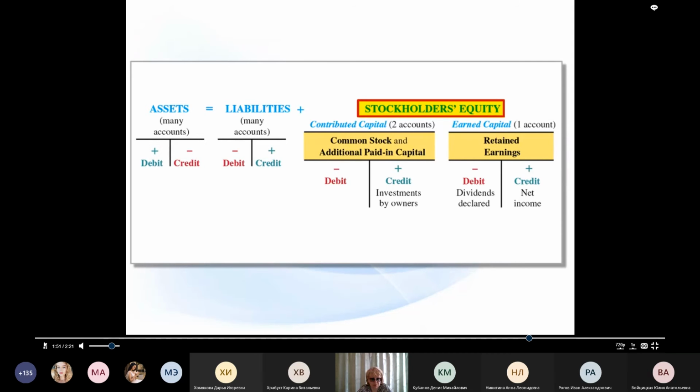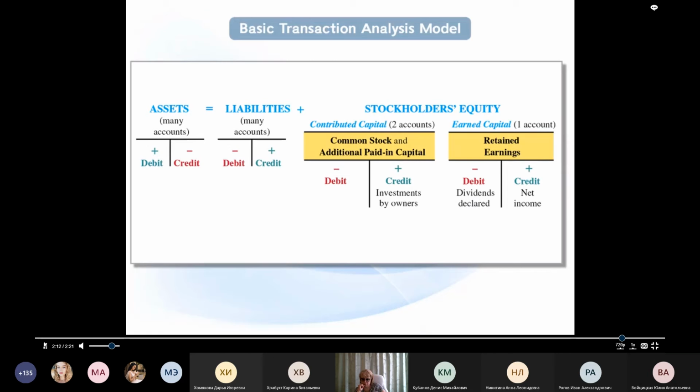Increases to the common stock and additional paid-in capital T accounts, when owners made investments, are recorded with credits. The increase to the retained earnings account, when net income is reflected, is also recorded with a credit. A decrease to the retained earnings account, when dividends are declared, is recorded with a debit. Take the time now to study this summary of the basic transaction analysis model, which is also set forth in your textbook, and refer to it often while you are recording transactions.